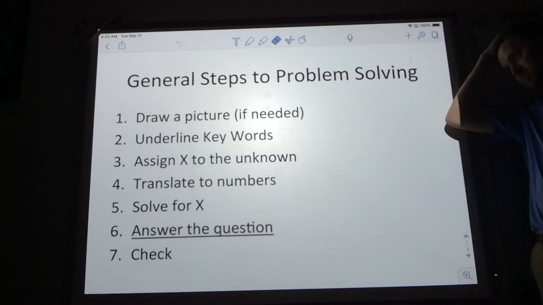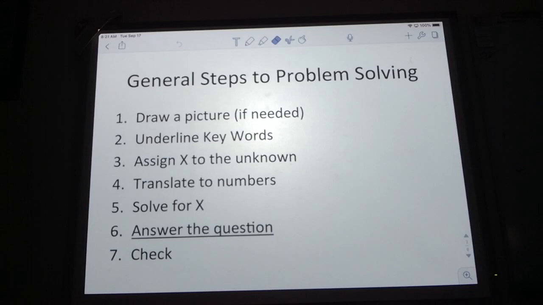Underline keywords. You want to look for words that mean something. We've been talking about that a little bit with words like "subtracted from," right? That goes in a different order than if we had this and subtracted this. Then we need to assign x to the unknown. What we're asked about is going to be our x. Sometimes there's more than one x, and we'll see that today. But x is our unknown.